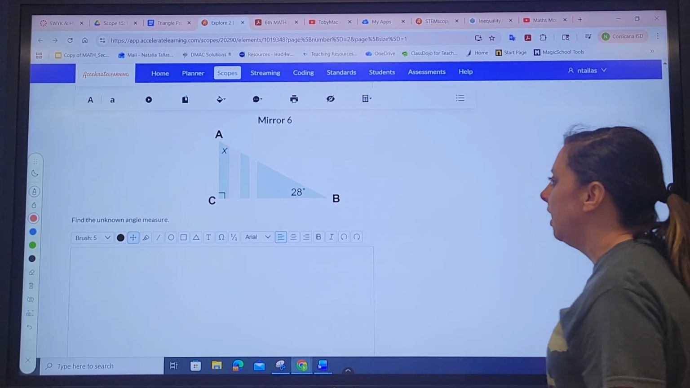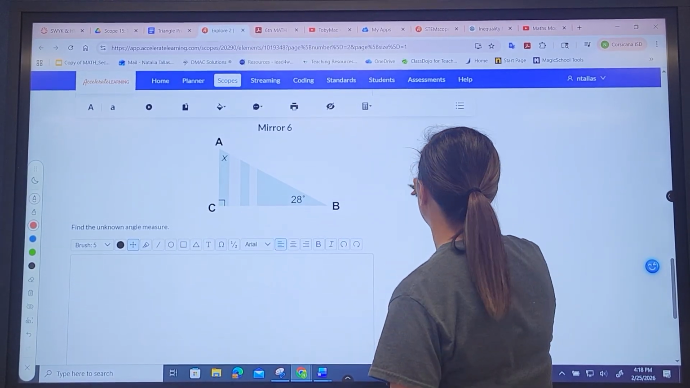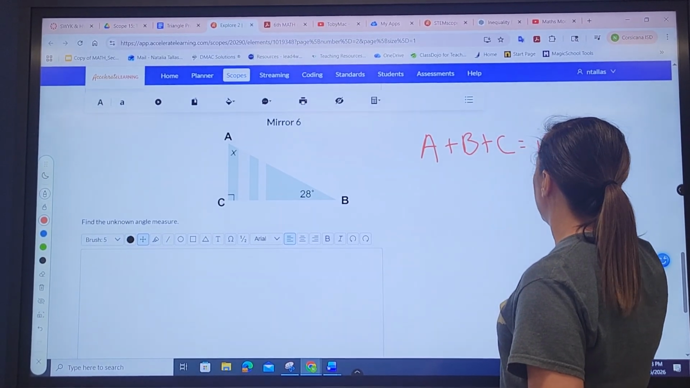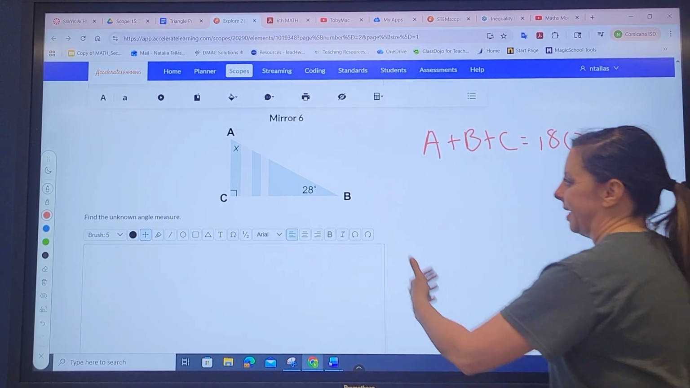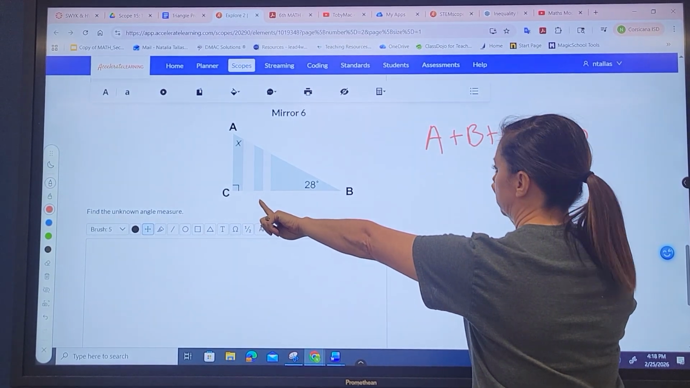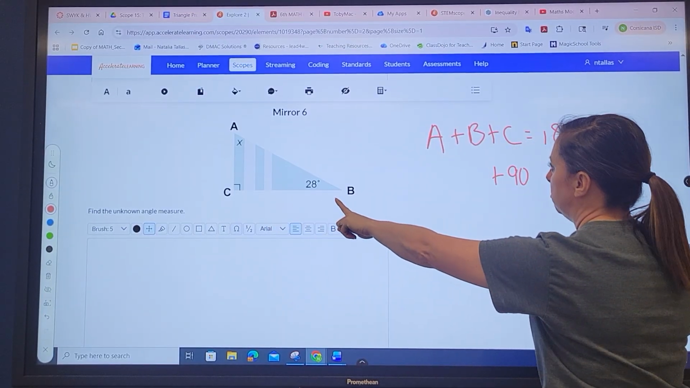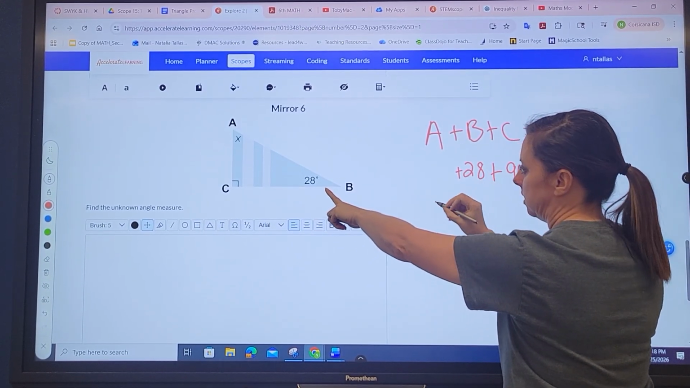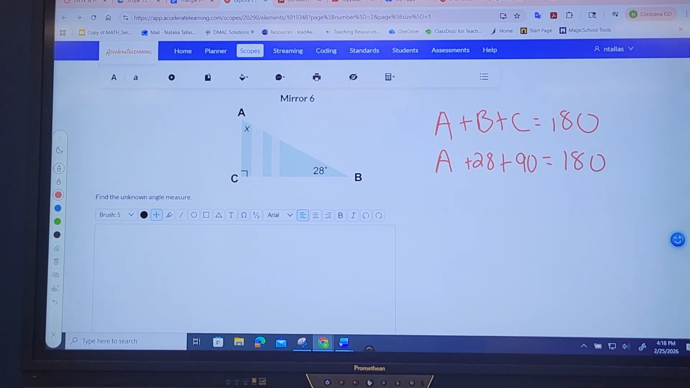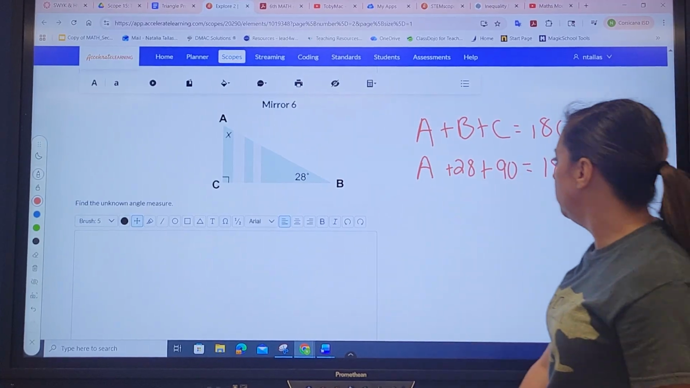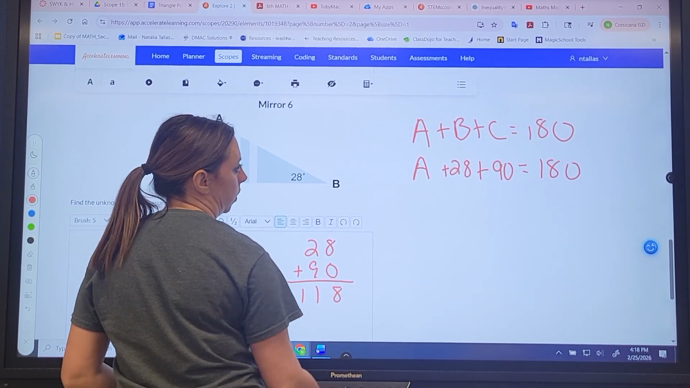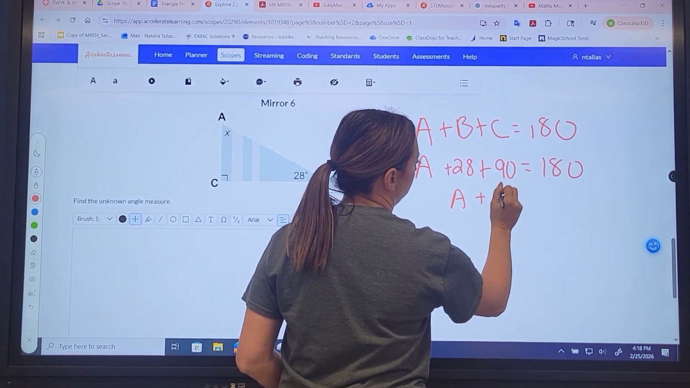Okay, mirror 6. This one actually names the angles ABC, so I'm going to write A plus B plus C equals 180 degrees. Well, this triangle is a right triangle, and we know a right angle is equal to 90 degrees. So I'm going to substitute C with 90. B is 28. It does not give us A, so I'm going to bring A down. Equals 180. Our like terms are 28 and 90. And if you can't do that in your head, you go off to the side and add them. It's 118, so A plus 118.